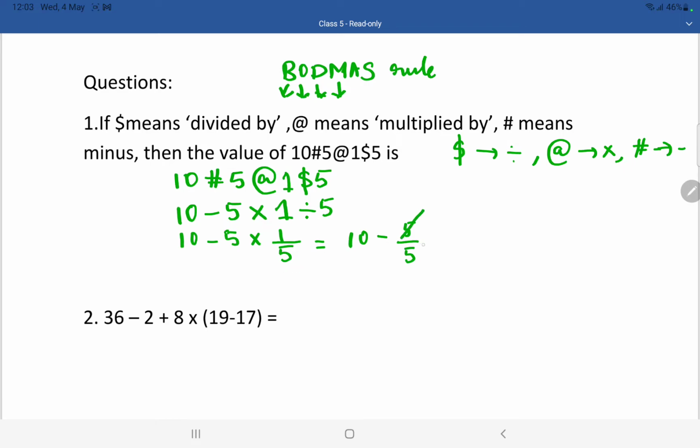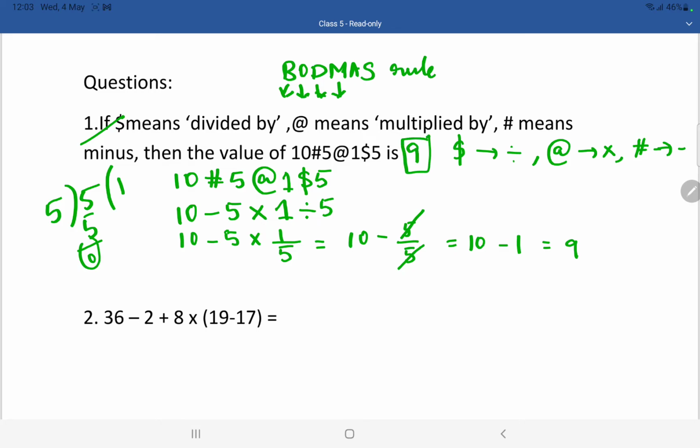So here this 5 gets cancelled. Then what you will get is equal to 10 minus 5 divided by 5, if you just do. If you don't know the cancellation, don't worry. 5 divided by 5 is how much? It is 1. So 5 ones are 5. Okay. So it is 1. 10 minus 1 is 9. So children, the answer for this first question is 9. So the answer is 9.